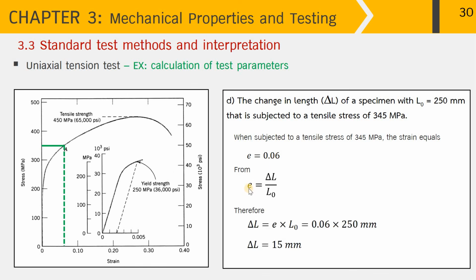From the relationship strain equals delta L over L naught, we can then calculate delta L, which is the strain times L naught. That is equal to 0.06 times 250 millimeters. And so finally, we arrive at a delta L value of 15 millimeters. That's the answer. So from this example, I think you get some ideas about the calculation of the test parameters, and you can practice more in your homework.